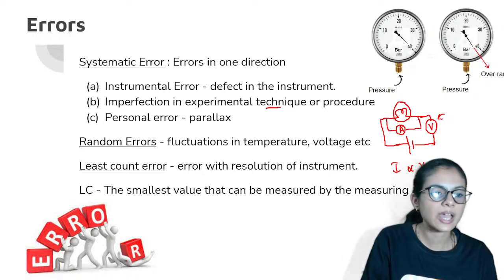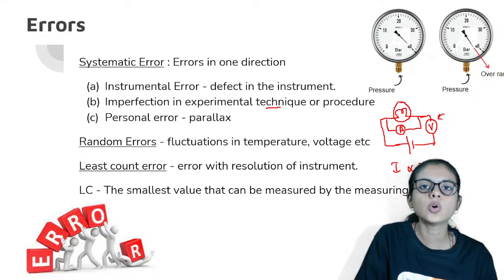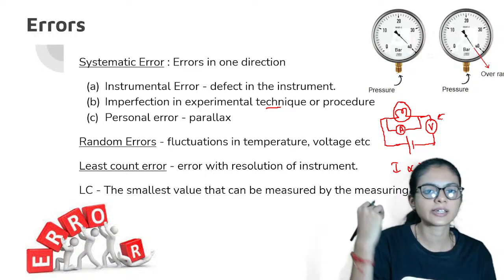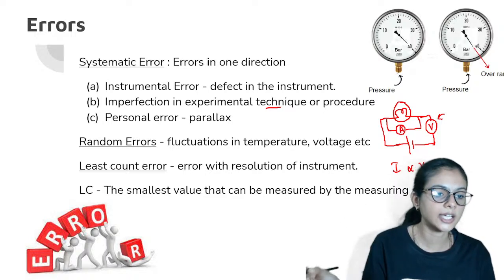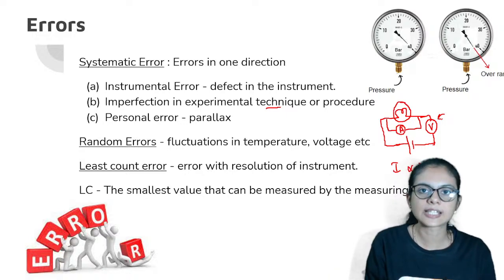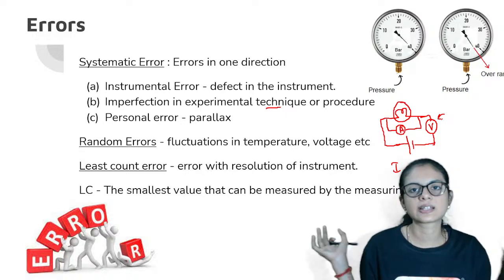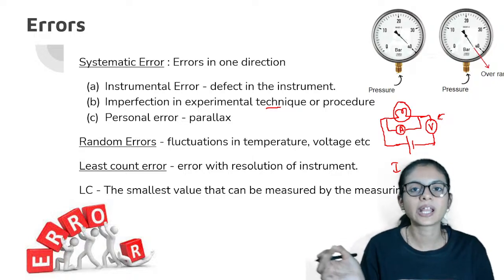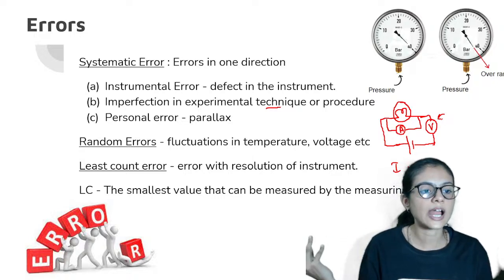Then we have random errors. What are random errors? Sometimes you suddenly get an error, and that is called a random error. How can we get a random error? I'm working on something, there is a sudden increase in the temperature and the device breaks. So it's a random error.